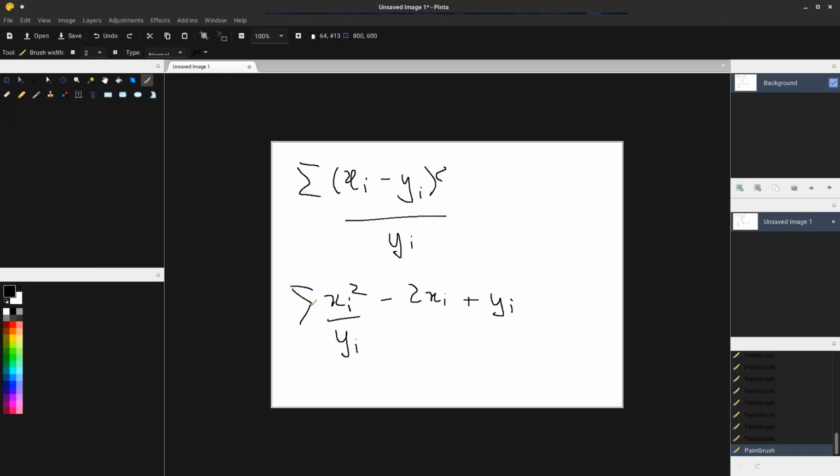And we need to minimize the sum of this. We can see that yi is precomputed, so it's a constant. We can also see that the sum of minus 2xi is just minus 2T, so this can be discarded too. So what we have left is to minimize the sum of xi squared divided by yi.